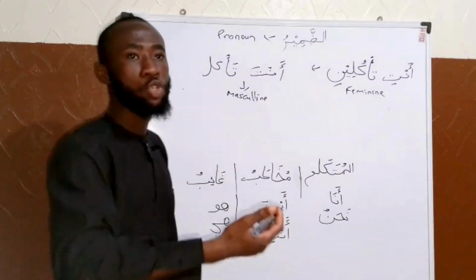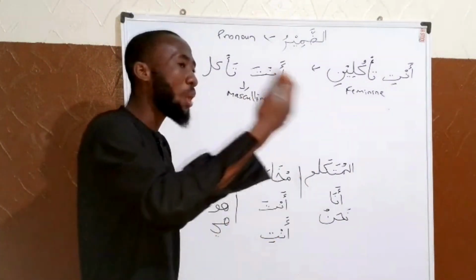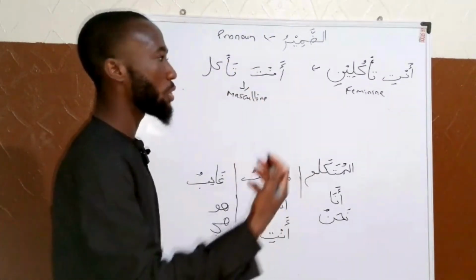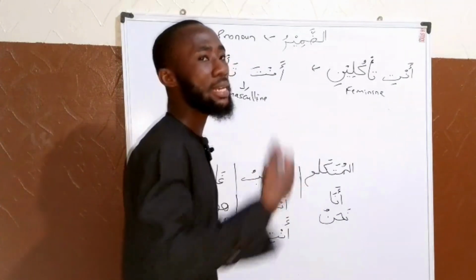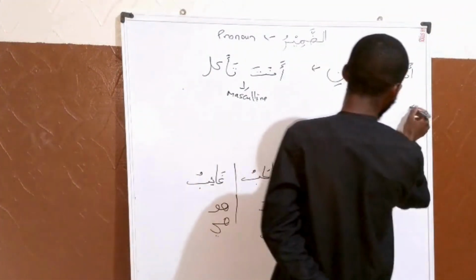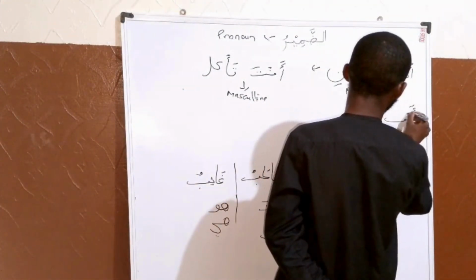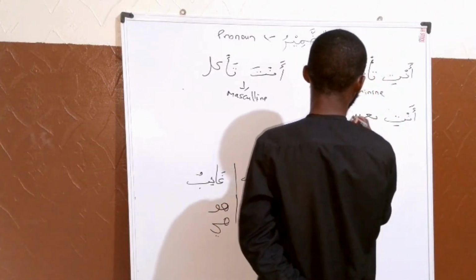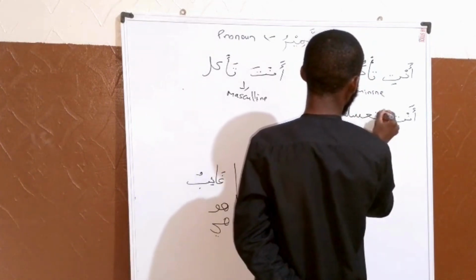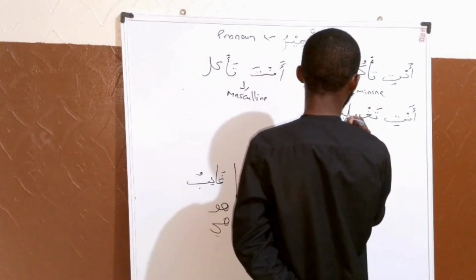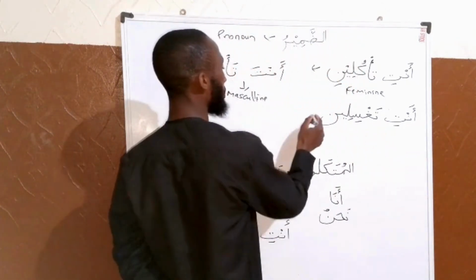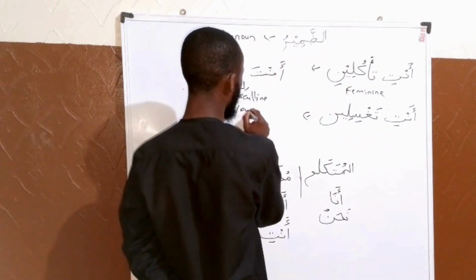Now, how do you say you are washing? You are referring to a female. How do you say that in Arabic? You say anti taxilina. Anti taxilina. You are washing.